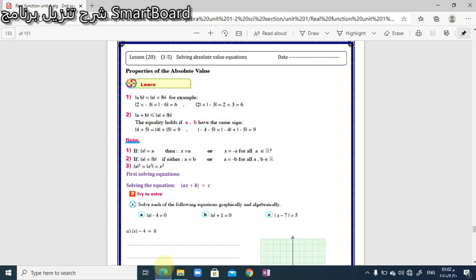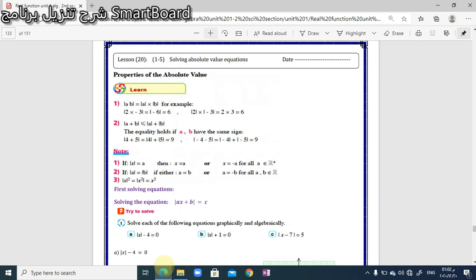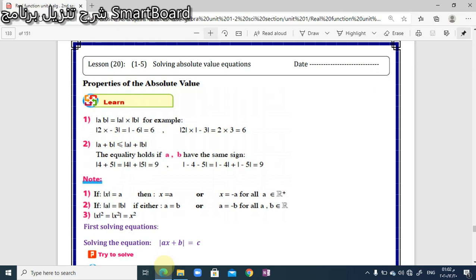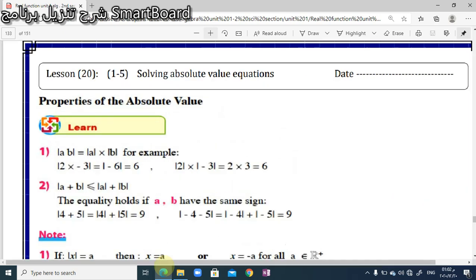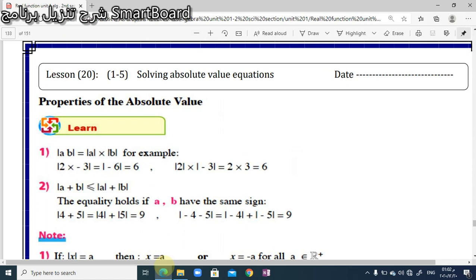So, absolute value of A times B equals absolute A times absolute B. For example, absolute 2 times negative 3 is absolute negative 6, which is equal to 6. And absolute 2 times absolute negative 3 is 2 times 3, which is 6. So I can distribute the absolute value in multiplication and division operations. But we cannot distribute it in addition and subtraction.